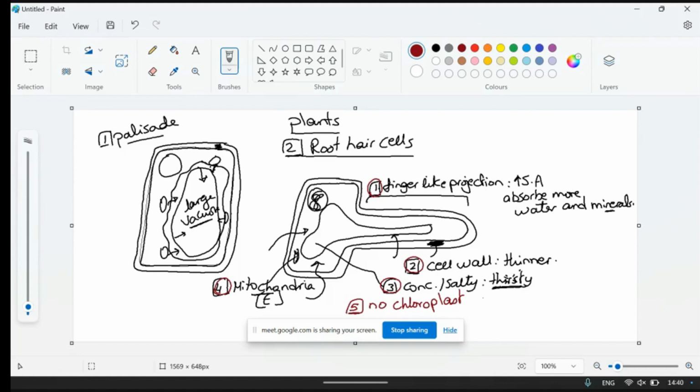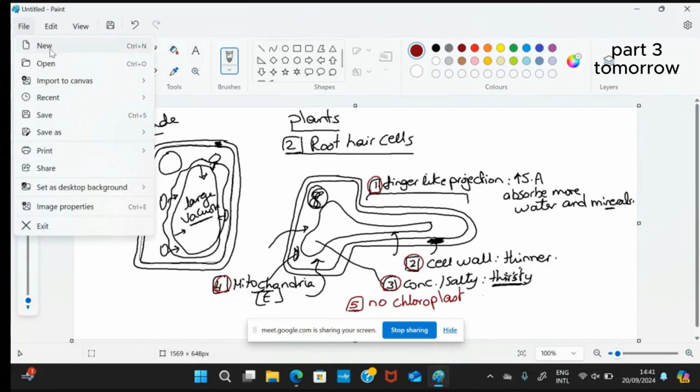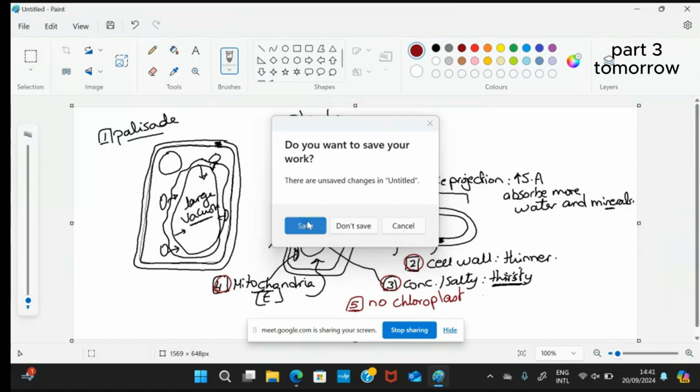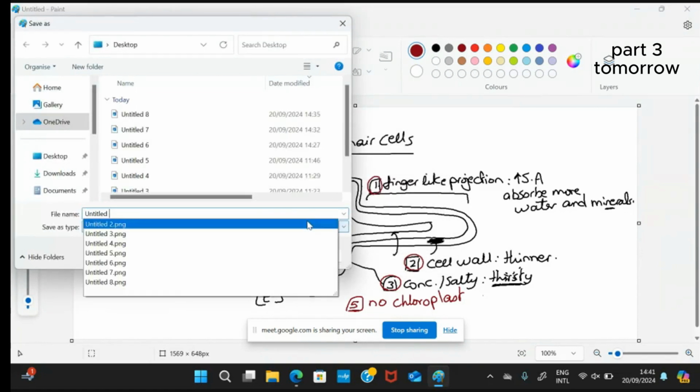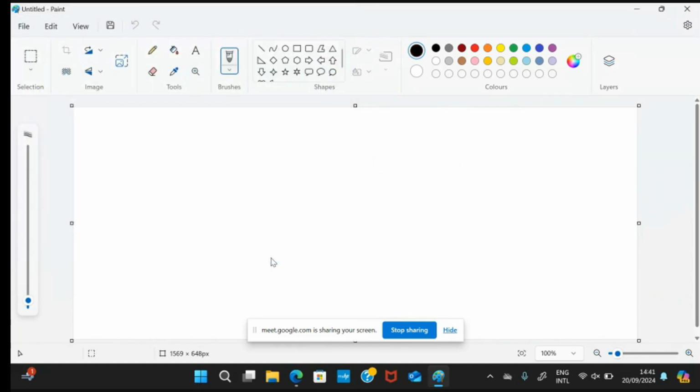Let us move to another kind of cells, or let us say tissues, which are also found in the plant, which help the plant to do a specific function.